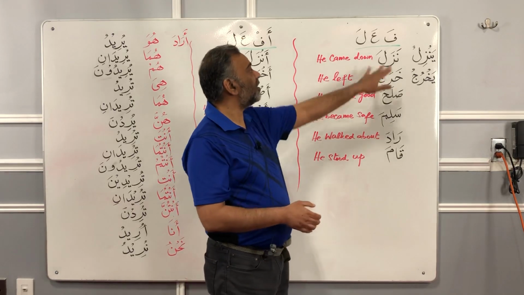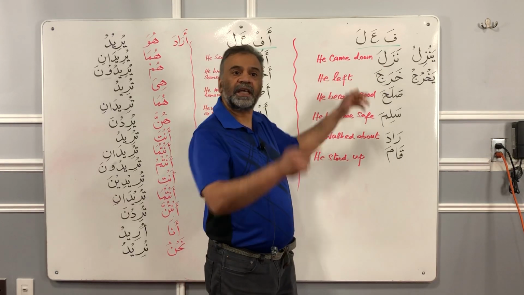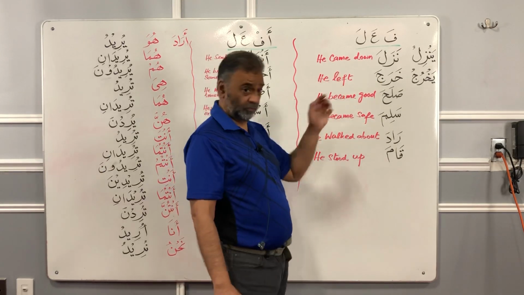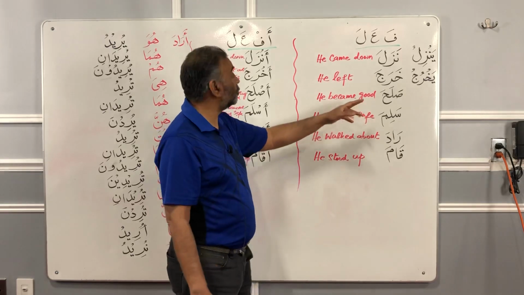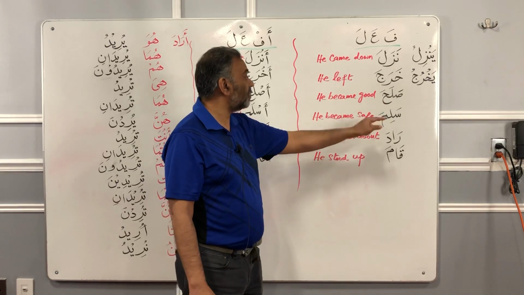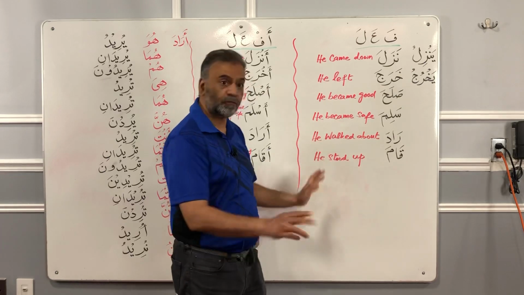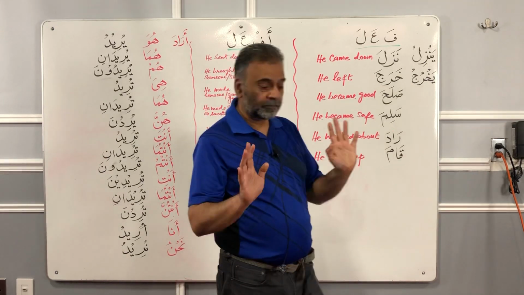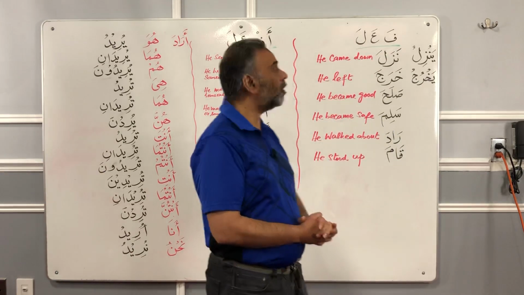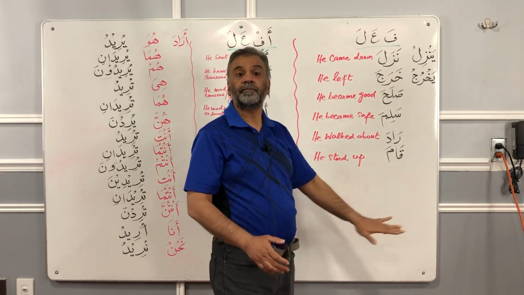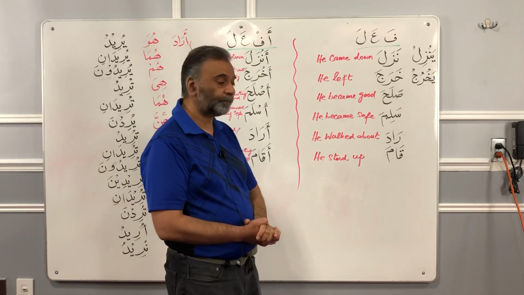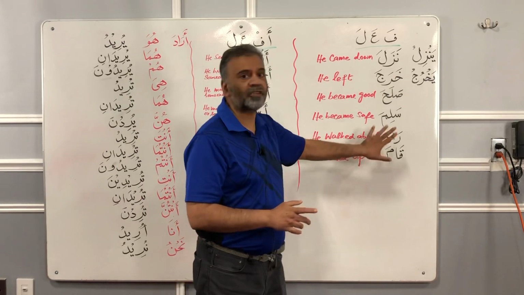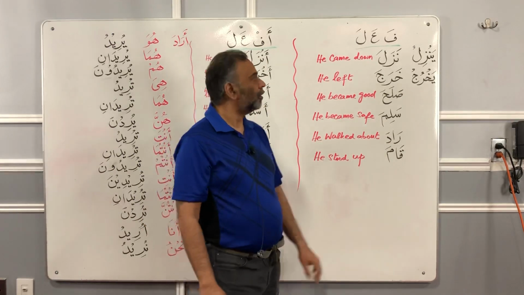What is the meaning of nazala? He came down. Kharaja, he left. We know that. This is the most used verb in book 2. Salaha, he became good. Salima, he became safe. Rada, he walked about. Qama, he stood up. We know all of them. And this is all fi'l madi, past tense, 3-letter sound verbs. Well, these two are not sound, but we'll talk about it.